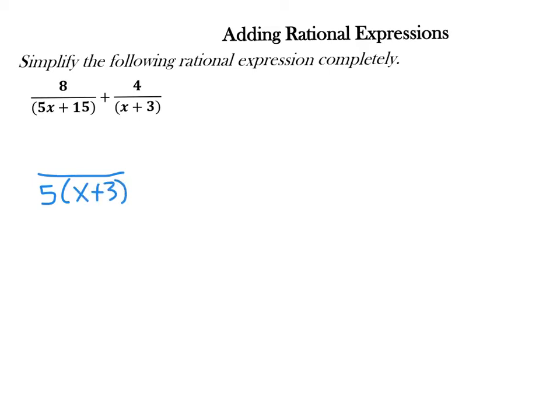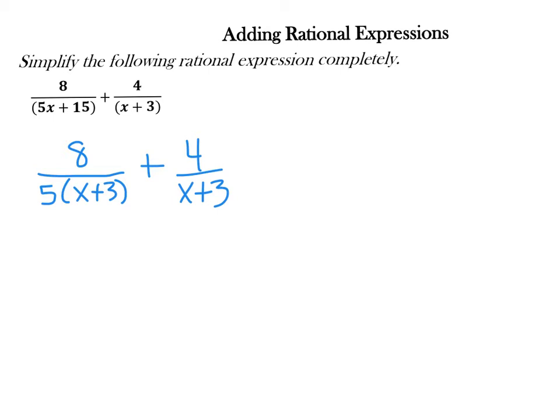Remember, a quick way to check this is to do distributive property, and if this multiplies inside to give you the same thing, you factored out the 5 correctly. On the other one, I leave it the way that it is. So we do 4 over x plus 3. Then we still have the 8. All I did in this scenario is I changed this 5x plus 15 to 5 times x plus 3.